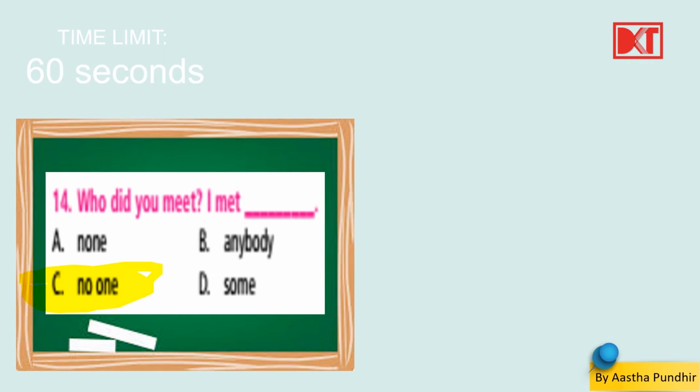For the others, you see, none is used for things. Anybody, it doesn't make sense here. Who did you meet? I met anybody. It doesn't make sense. And again, I met some. Some here, since we are talking about one specific person and not something in plural. Some is usually talking about something in plural, alright, like some people. But here, we're talking about only one person, so no one.